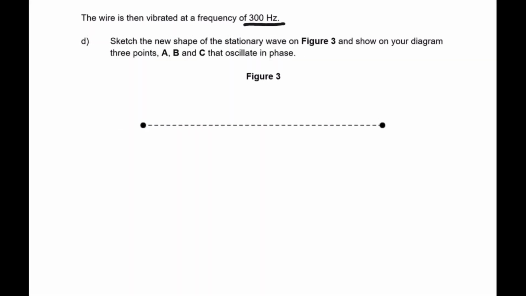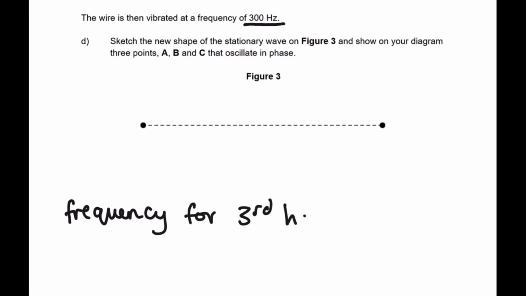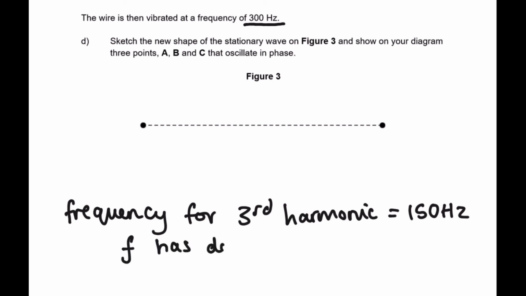A second example, this wave is vibrated at a frequency of 300 hertz. So this is still part of the same question that we just did. The frequency for the third harmonic in the last question was 150 hertz. So you can see that to get from 150 to 300, we've had to double the frequency. So that will help us identify what harmonic we're currently at. And that is the 6th harmonic.